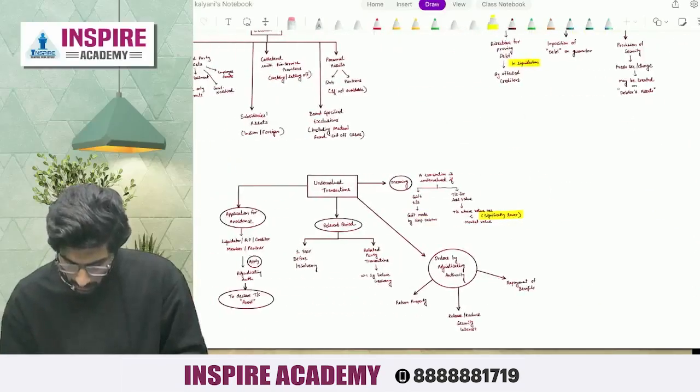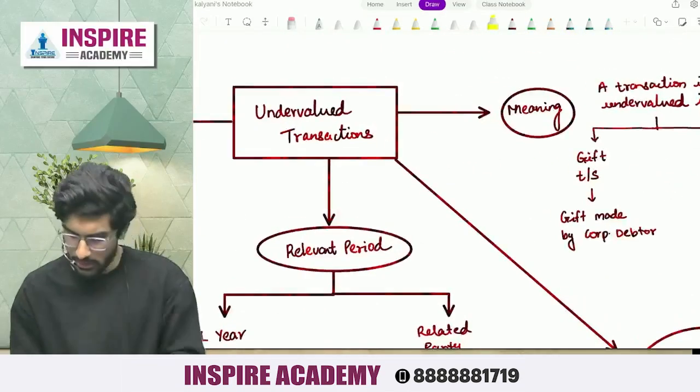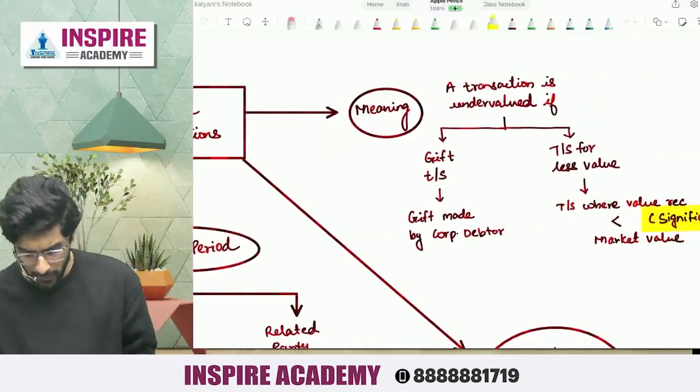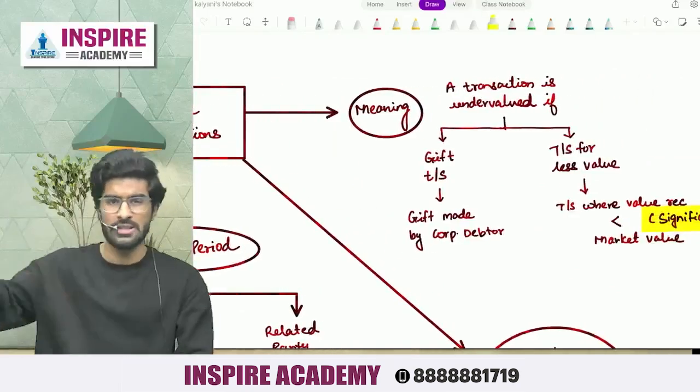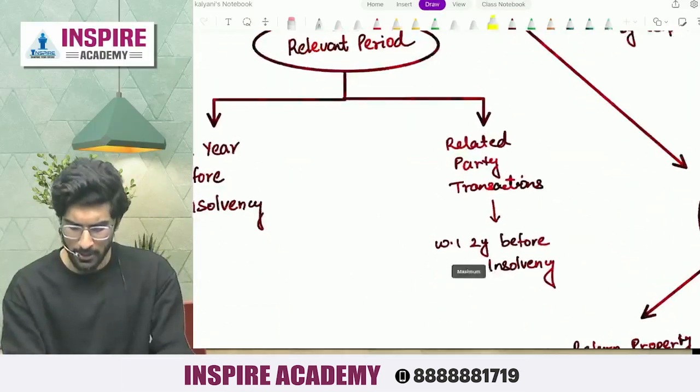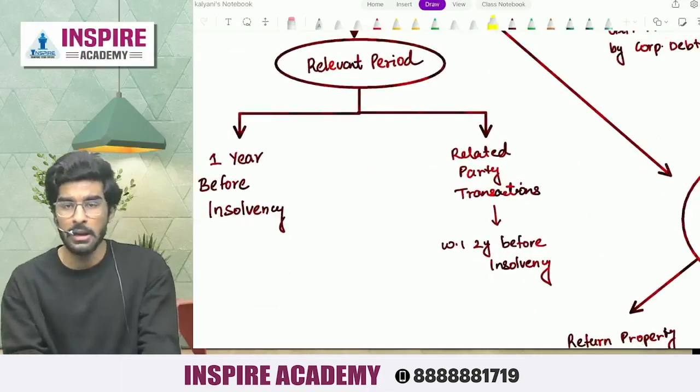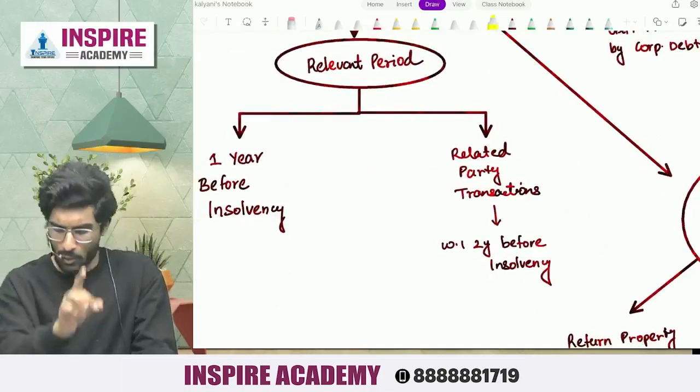Okay. Now next is undervalued transaction. A transaction is undervalued if two things happen. Transaction is for very less value or it is by gift. Relevant period is 2 years if it's RPT. If it is not RPT, it is 1 year.